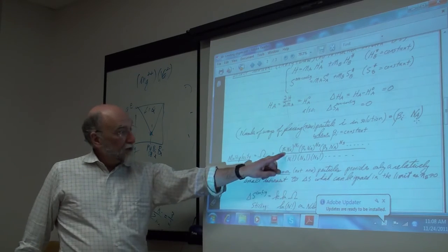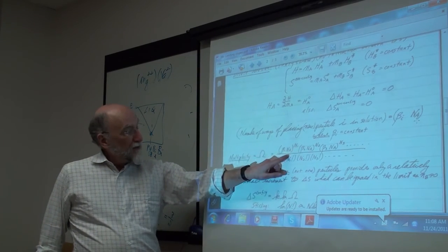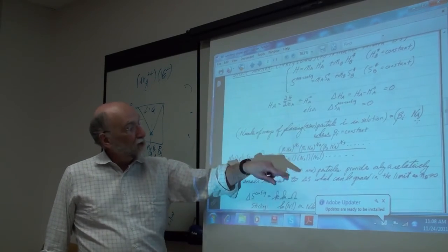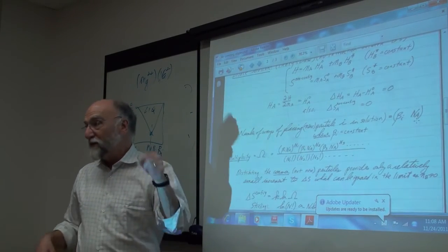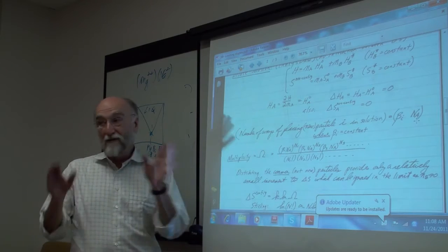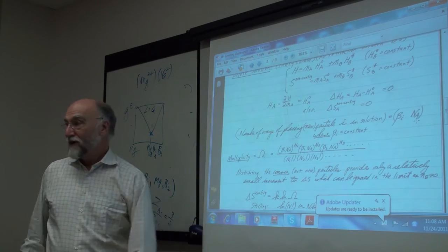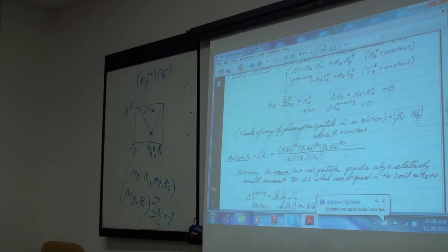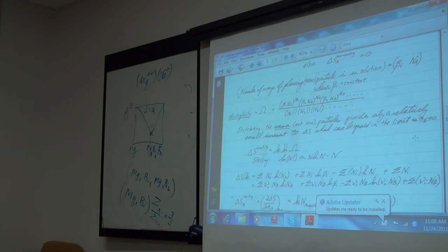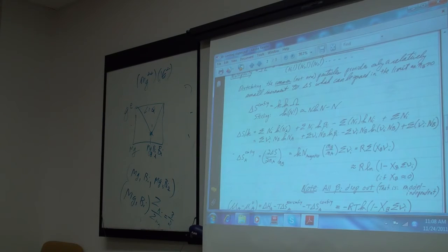In actual fact, this should be beta 1 Na times beta 1 Na minus 1 times beta 1 Na minus 2 times beta 1 Na minus 3, but since there's infinite dilution, you can just work the thing out that way. Your configurational entropy then is delta S configurational equals K log omega. You work out Stirling's equation, and you divide the whole thing to get the entropy expression.